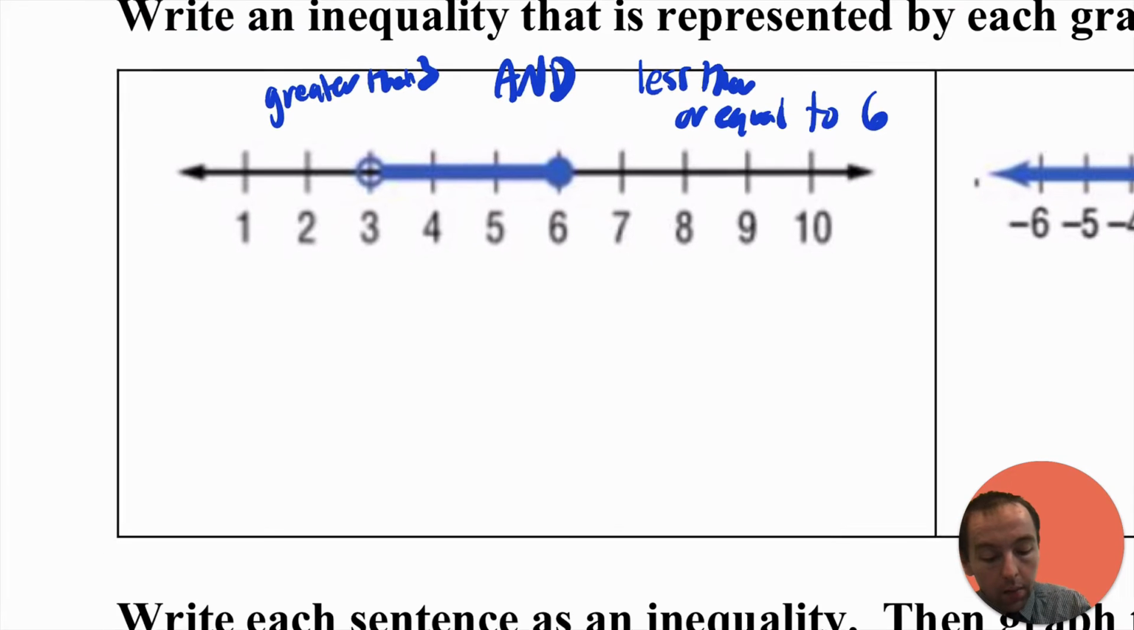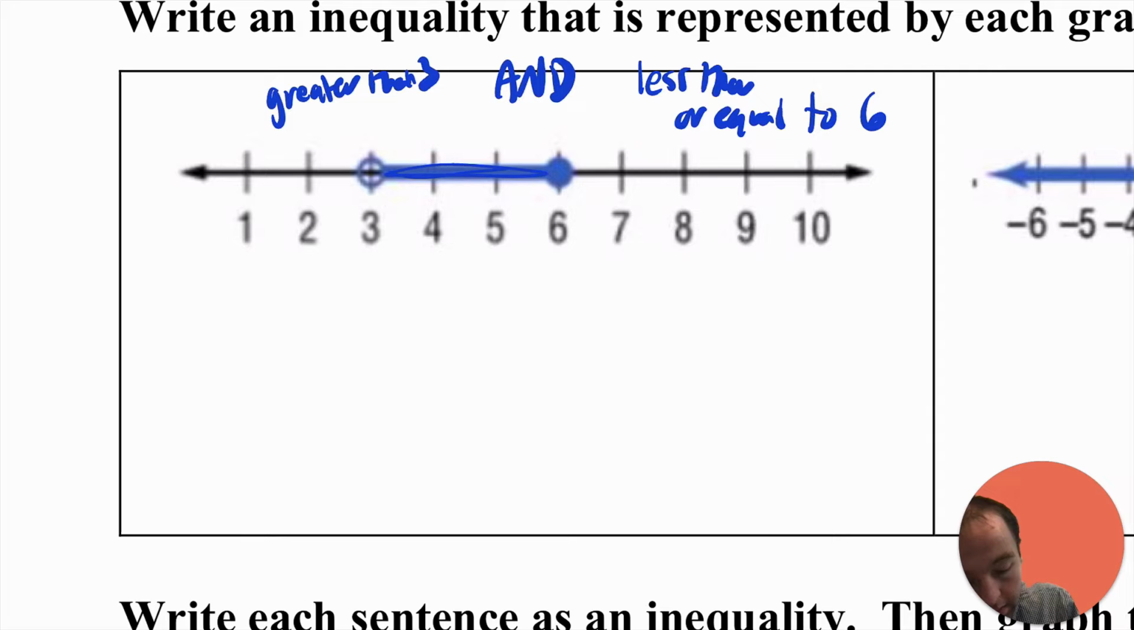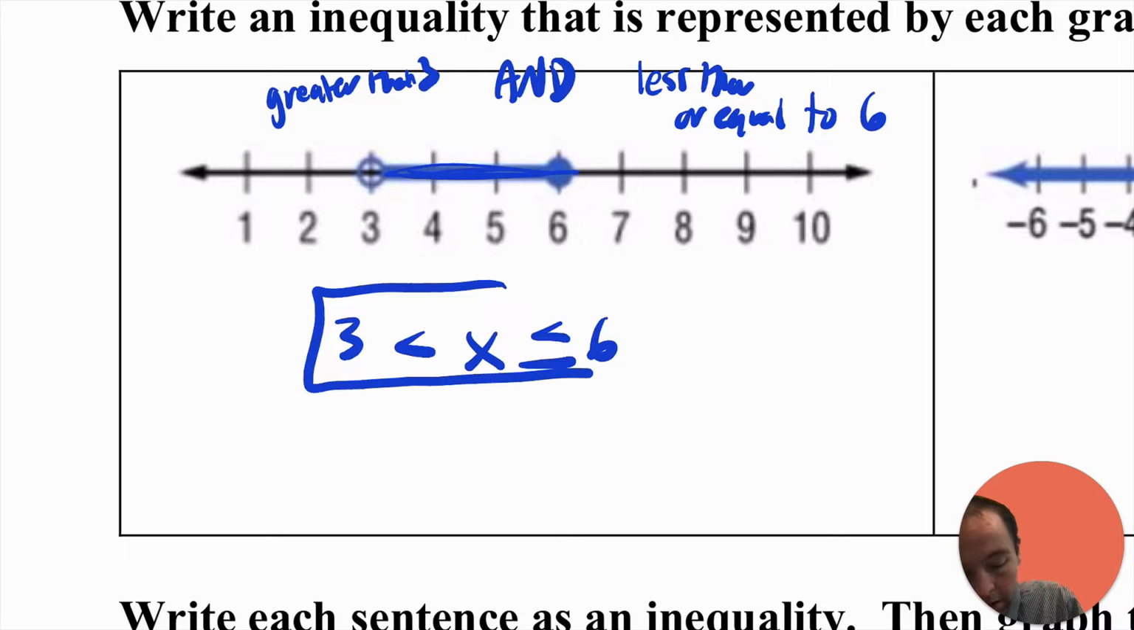So the more common way we would write this is, if we call these numbers represented in the graph x, then x needs to be equal to or less than 6, but at the same time we need the number 3 to be smaller than x. So that would be the most common way to write that. So this is an and inequality when we see this type of graph.